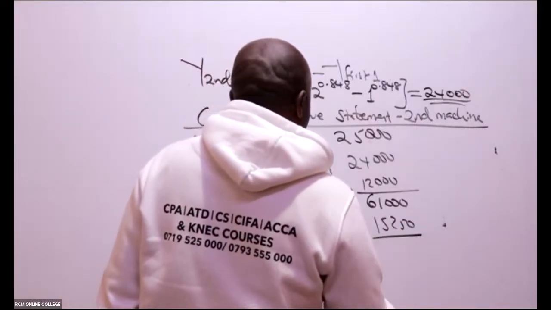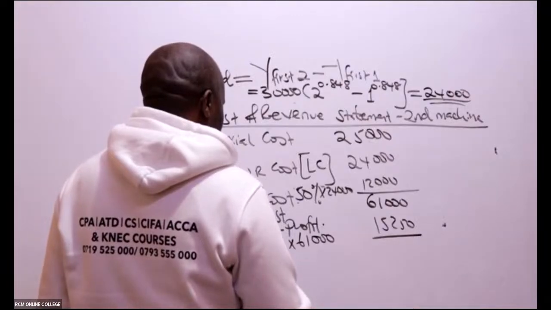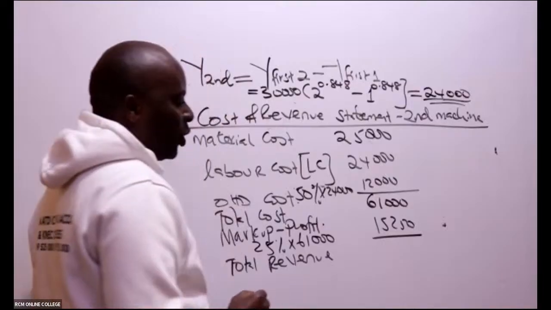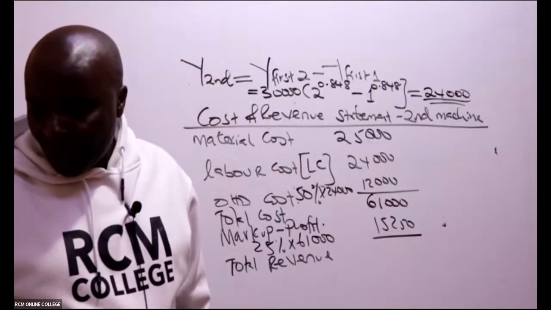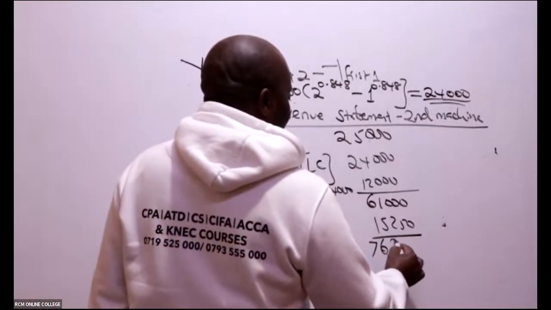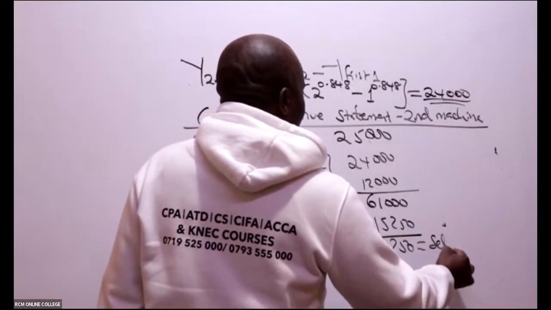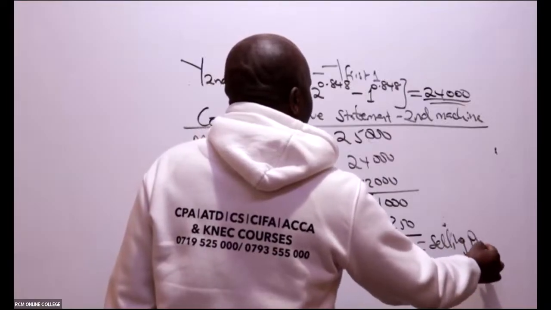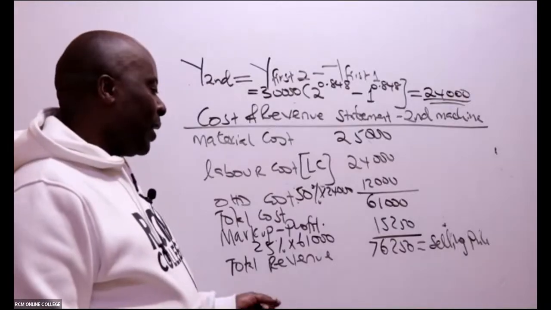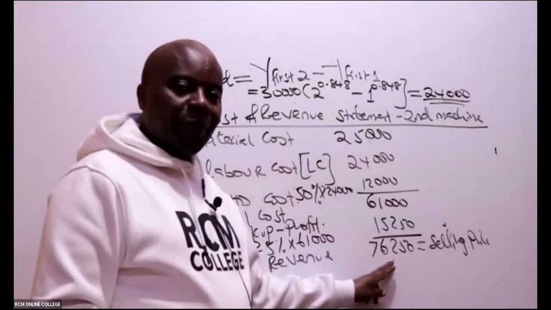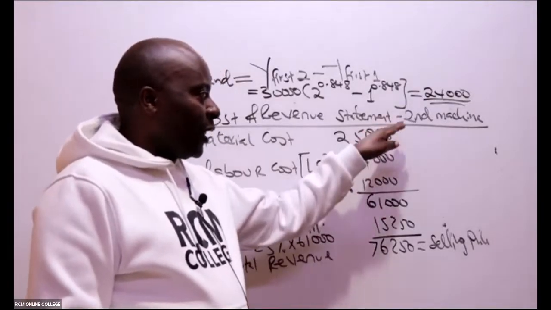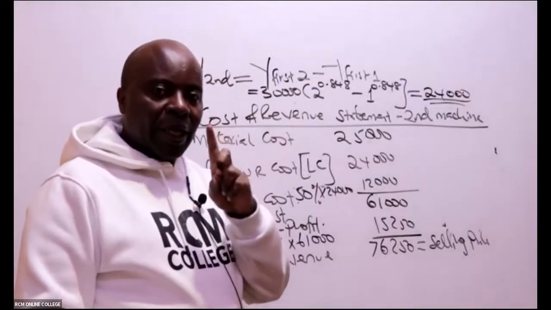And then some ninja has given me the total. This total, of course, will be revenue. Total revenue now is 76,250, which will be the selling price, because this is revenue for one machine. Remember, if this was total revenue for 2, then the selling price would have been this divided by 2. This is just revenue for machine number 2.